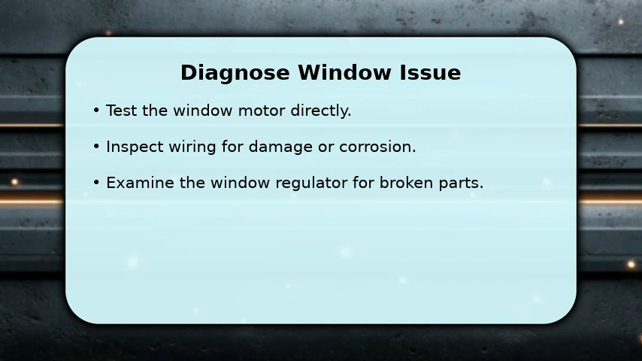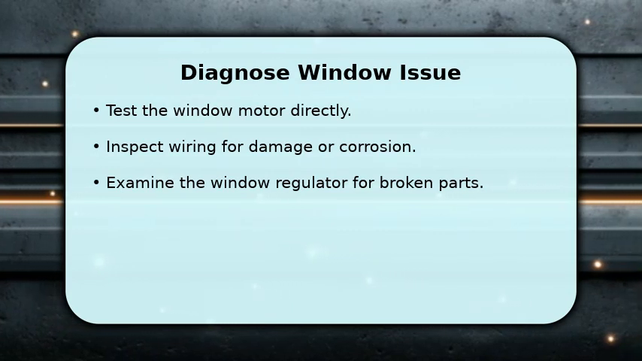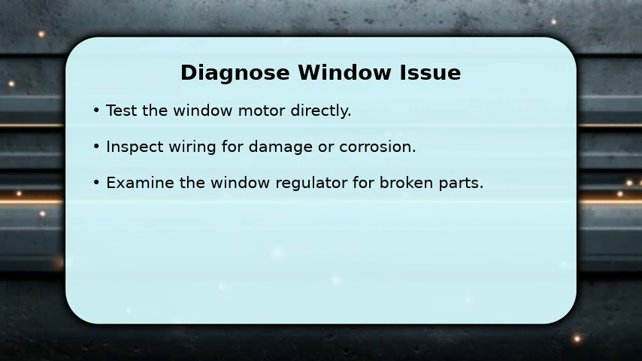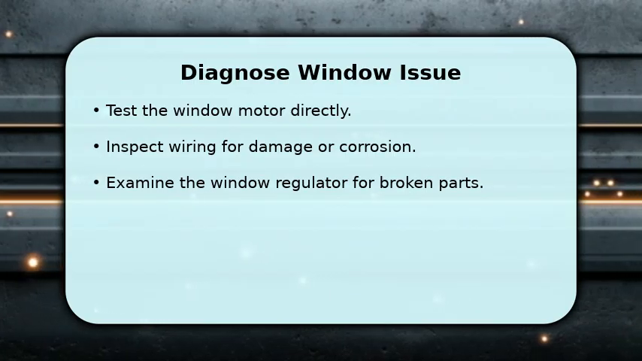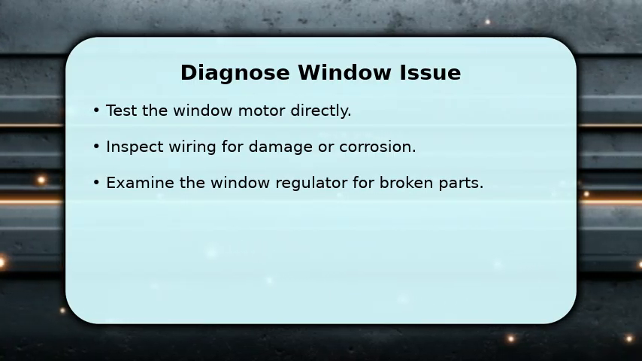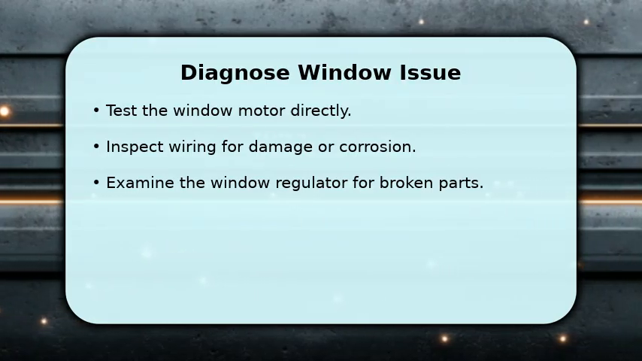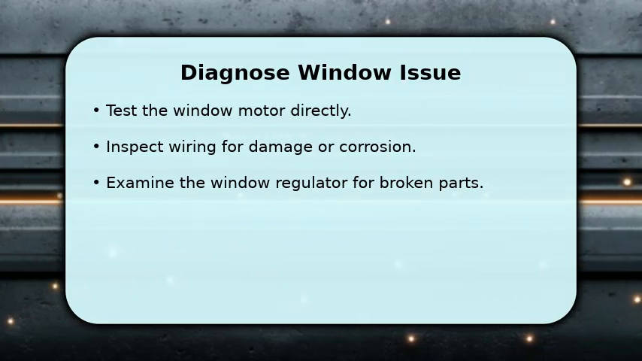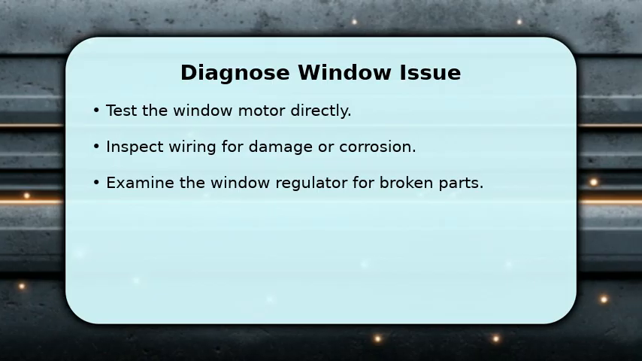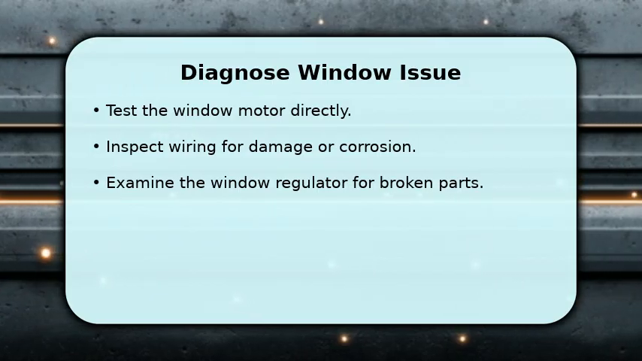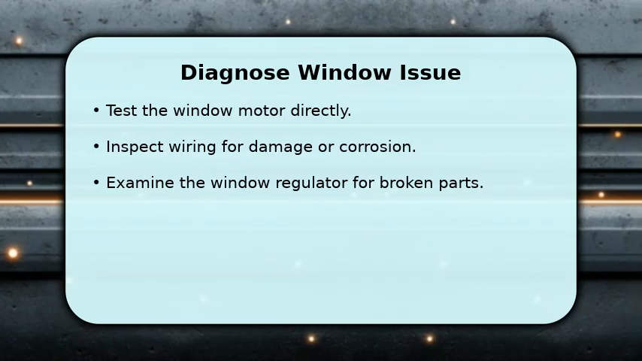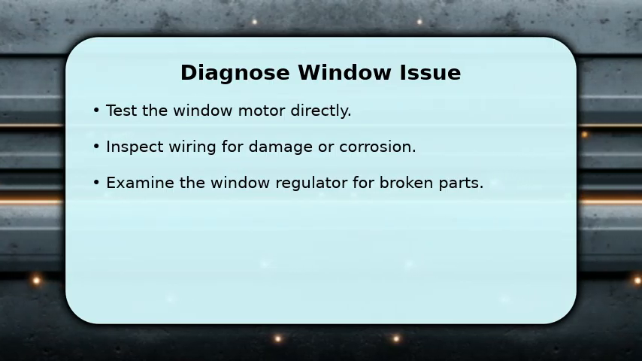To further diagnose the issue, you'll need to remove the door panel. Once exposed, test the window motor directly by applying 12 volts of power to its terminals. Carefully inspect all wiring for any signs of damage, fraying, or corrosion. Finally, examine the window regulator assembly for any broken cables, pulleys, or other mechanical failures that prevent smooth operation.